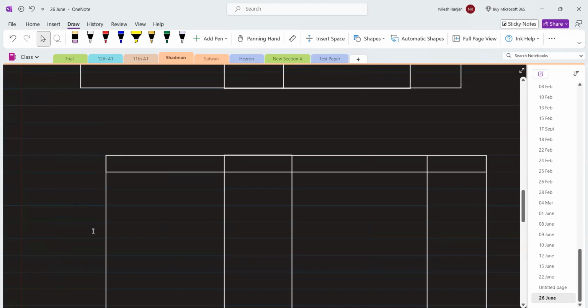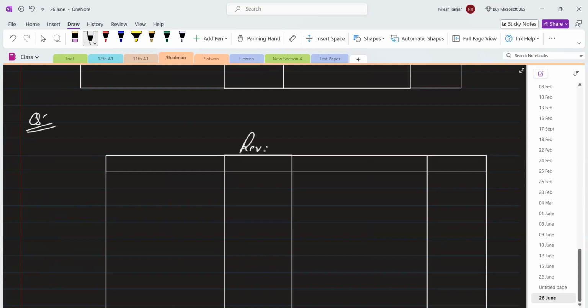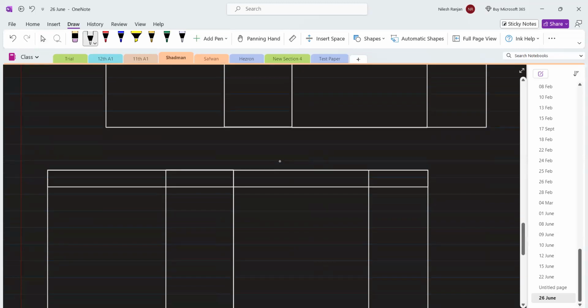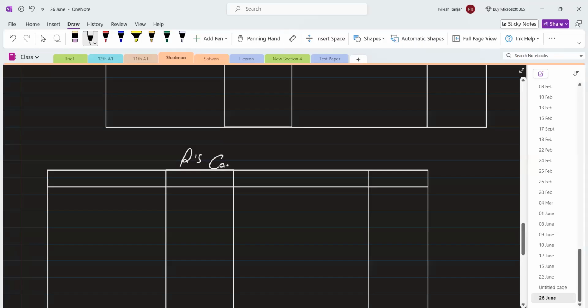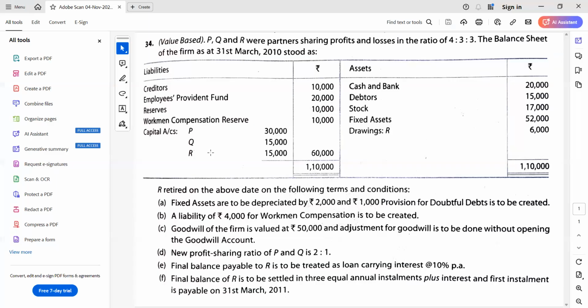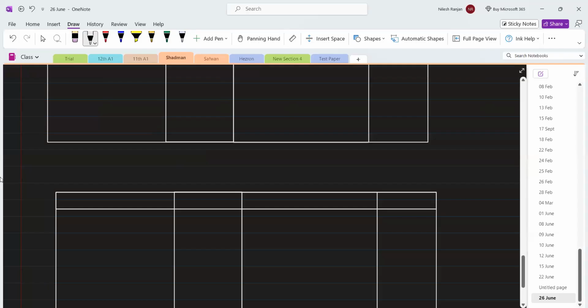So the first one is the revaluation account. The second is which partner is retiring? R. So we will prepare R capital account. And the last one is R loan account.